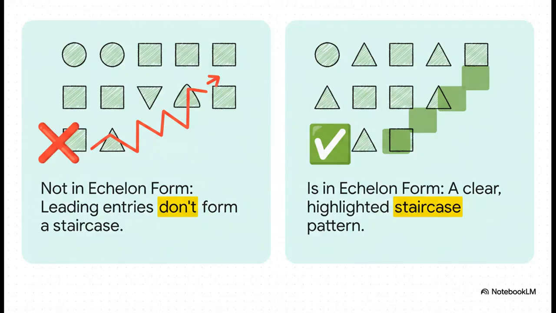Just look at this comparison. It makes it super clear. The matrix on the left, total mess. The leading numbers are all over the place. That is not echelon form. But look at the one on the right. See that perfect staircase pattern? Step, step, step. That is exactly what we're trying to achieve.